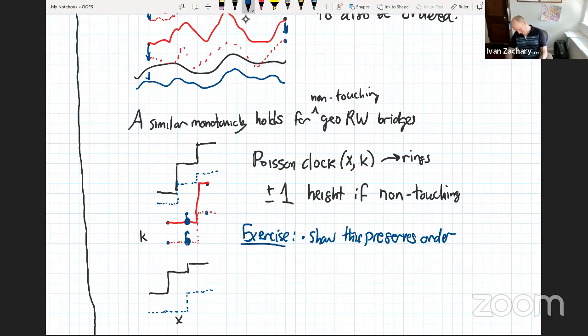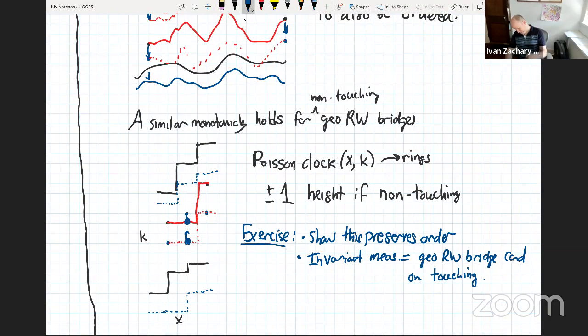And then that this converges to an invariant measure, which is equal to the geometric random walk bridge conditioned on non-touching. So this gives us such a coupling.